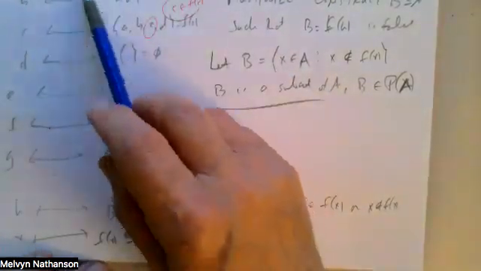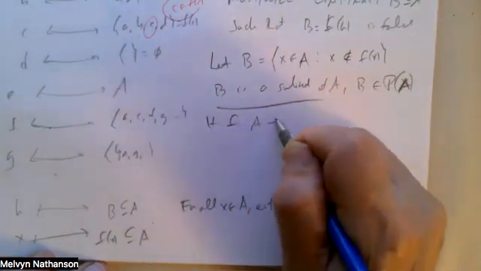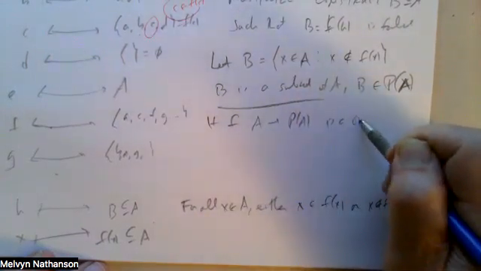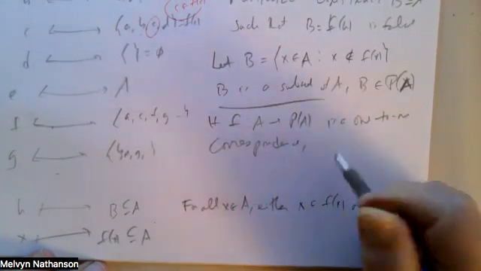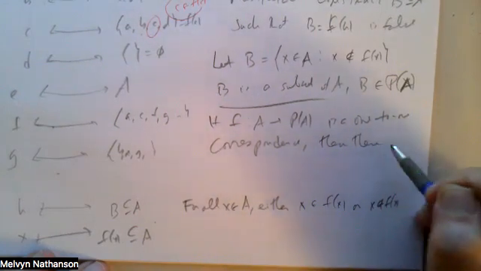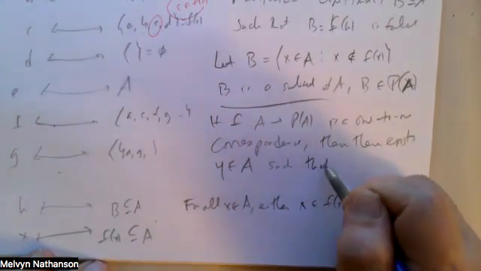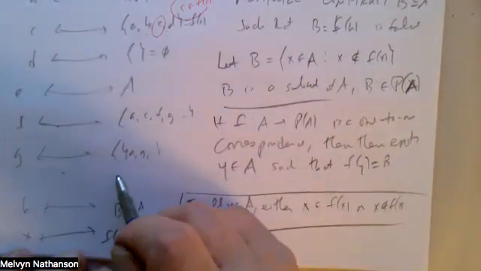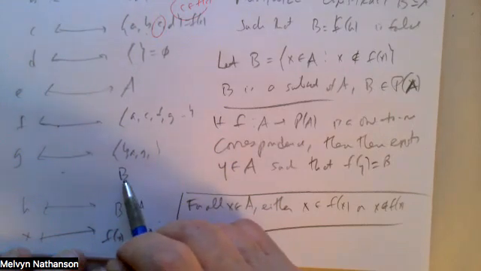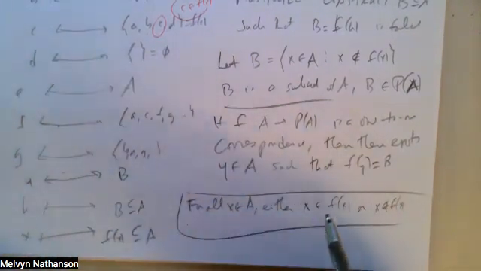If this function f from A to the power set of A is a one-to-one correspondence, then there exists an element y in A such that f of y is equal to B. I've constructed this set B, and if this is a one-to-one correspondence, there's some element y that corresponds to the set B.